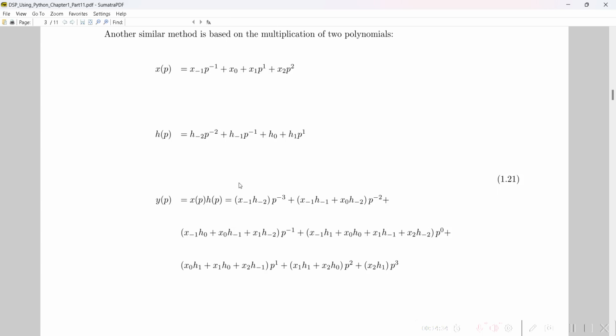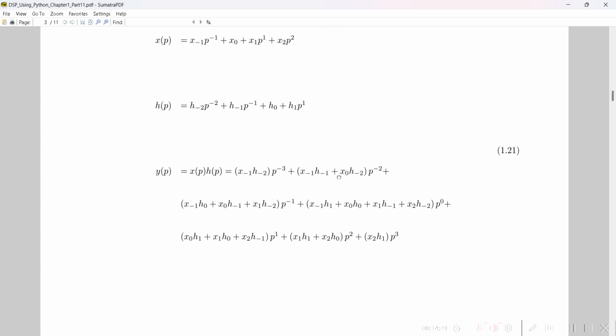And inside the brackets will be y minus 3, y minus 2, y minus 1, y0, y1, y2, y3. And the result will be similar to the previous one, of course, definitely.